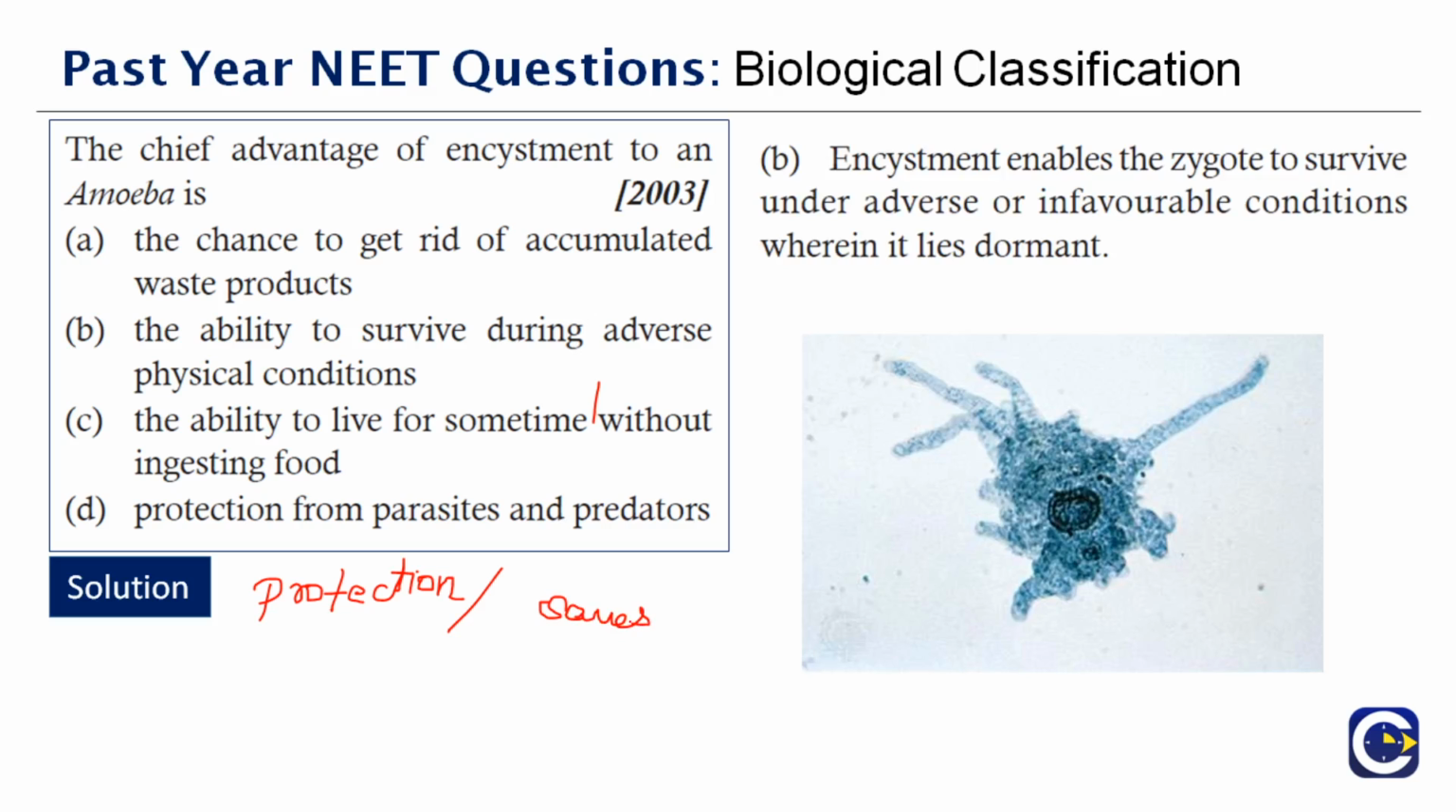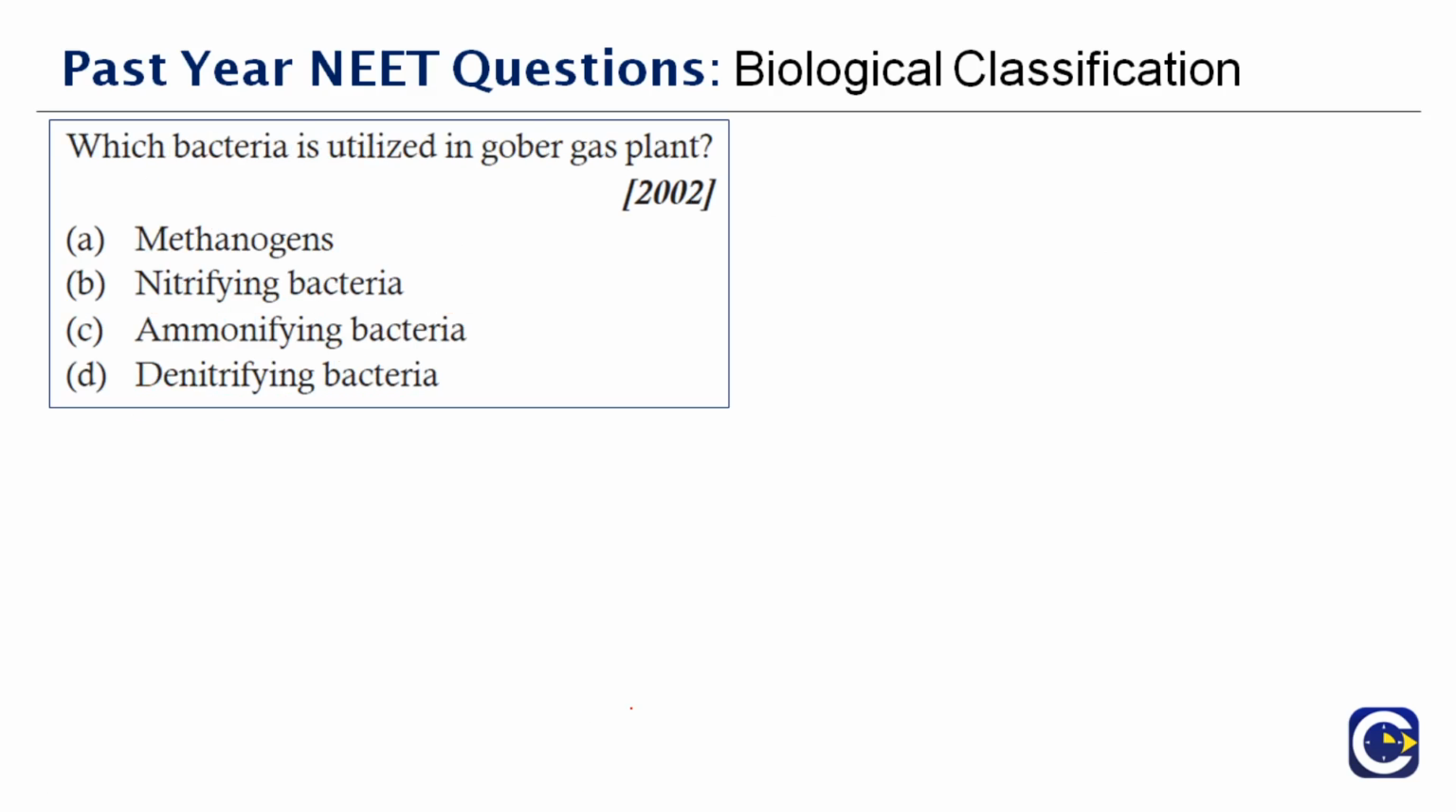Here, to your right side, you have a picture which shows encystment. The circular notion here shows encystment. Fine, let's move to the next question.